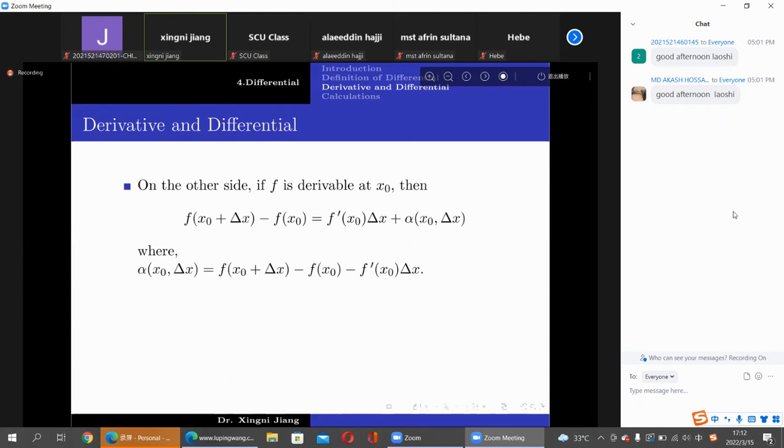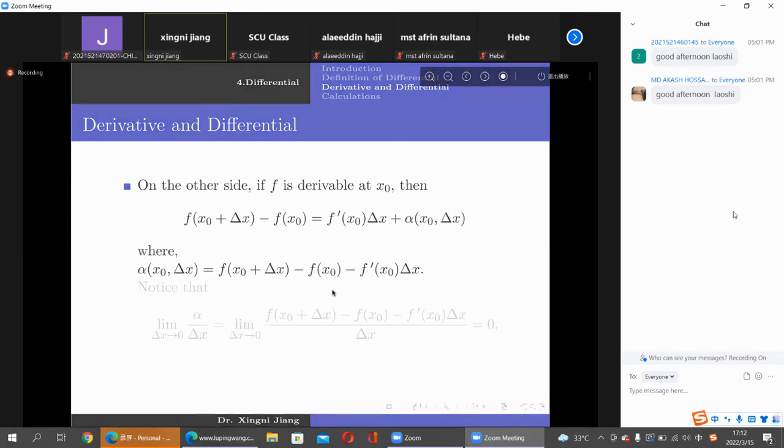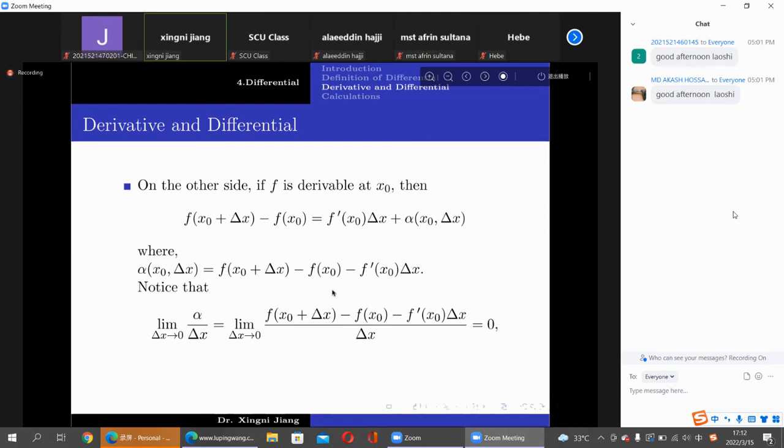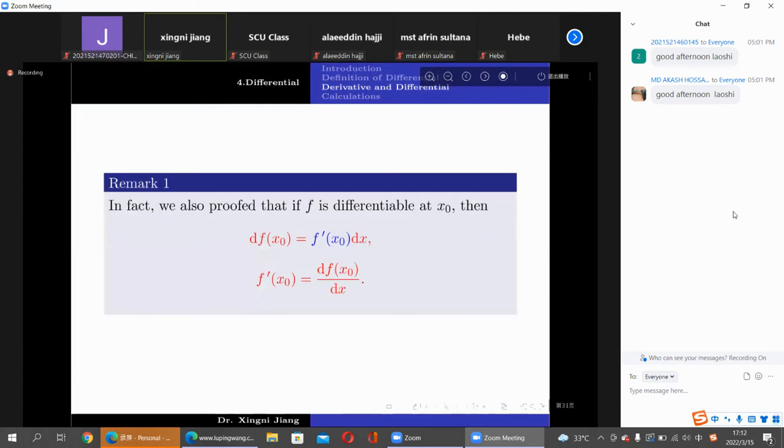On the other side, you start with f is derivable at x0, then you know it can be written like this. And then you do the calculation. Everything is just similar. And so now you know how to calculate the differential of a function at some point. You just calculate the derivative and write it like this. Okay.